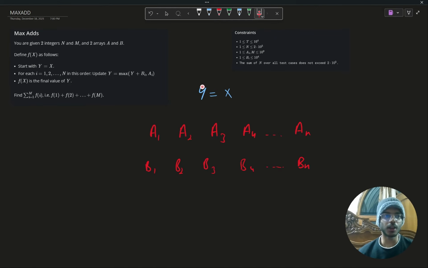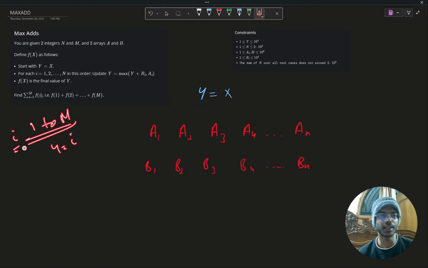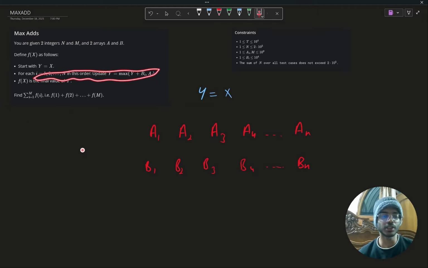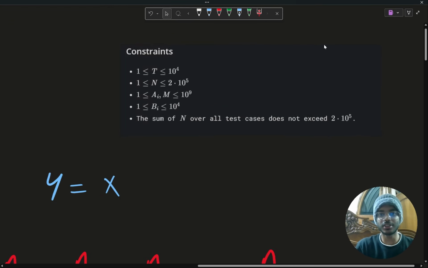Now the very brute force way of doing this question would be to just run a loop from 1 to m, and for each of these just put y equal to this element i, and then do this operation n times, and the final time complexity would be n into m. That is the brute force way to do this question, which would obviously TLE, because of the constraints.